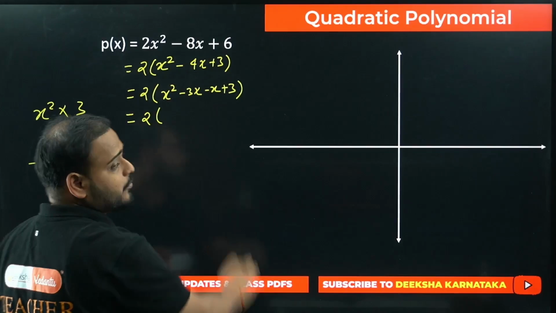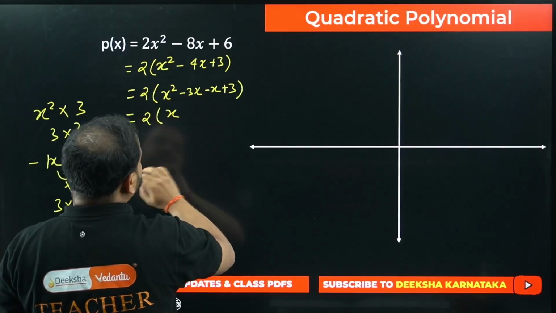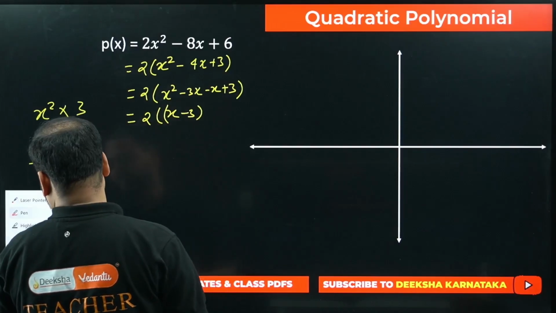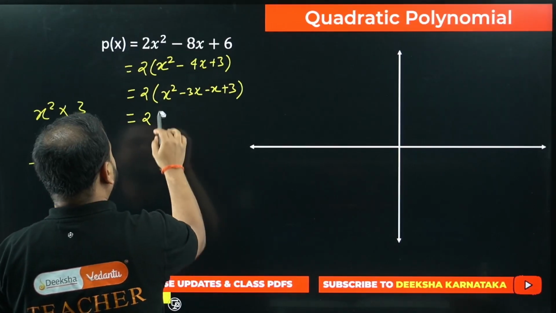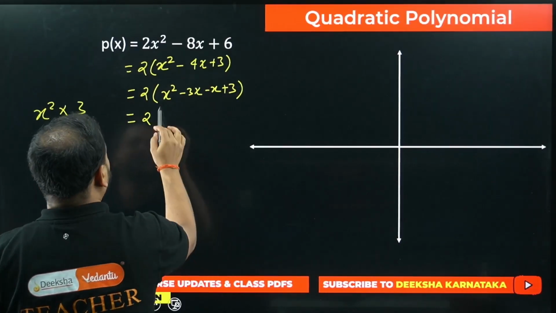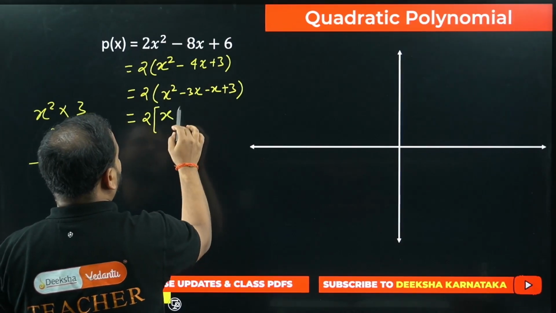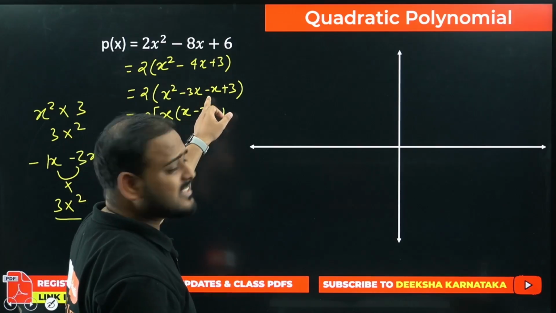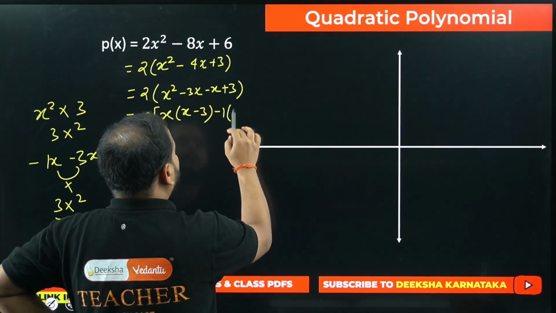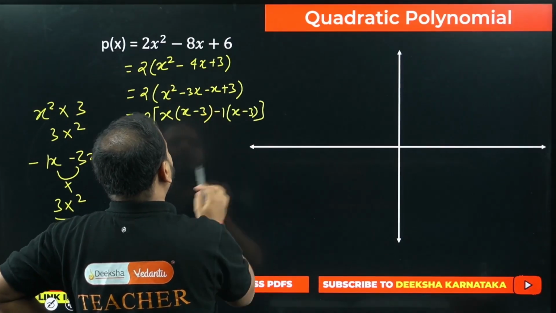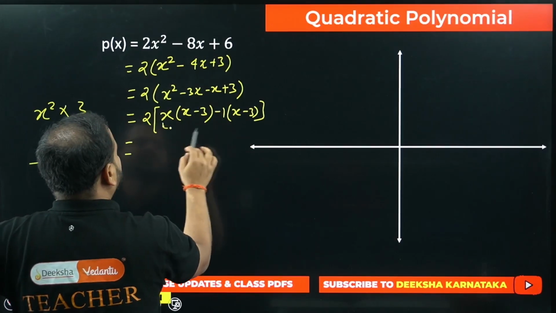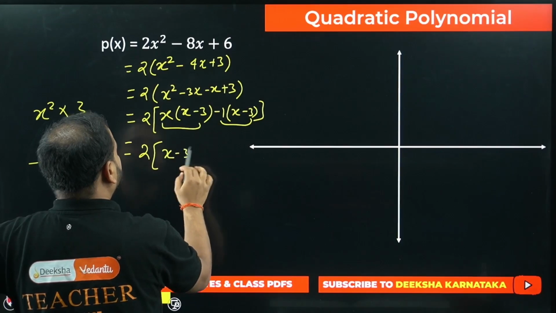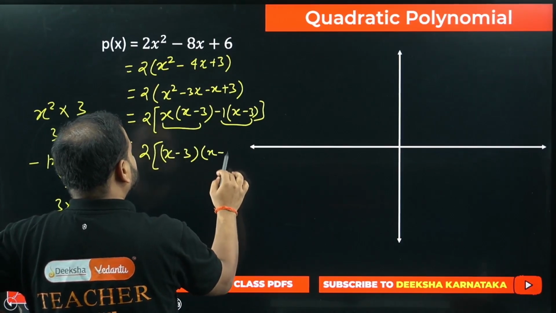So I can factorize it over here as x minus 3, and I missed an x over here. Let me rewrite this step. I'll put a bigger bracket over here. I'm taking x common, so x minus 3, and I'm taking minus 1 common because minus x is there. I'm getting x minus 3 again. So I can again take common x minus 3 from the given two terms that I have. So I have two outside, x minus 3, and I'll become what? x minus 1.